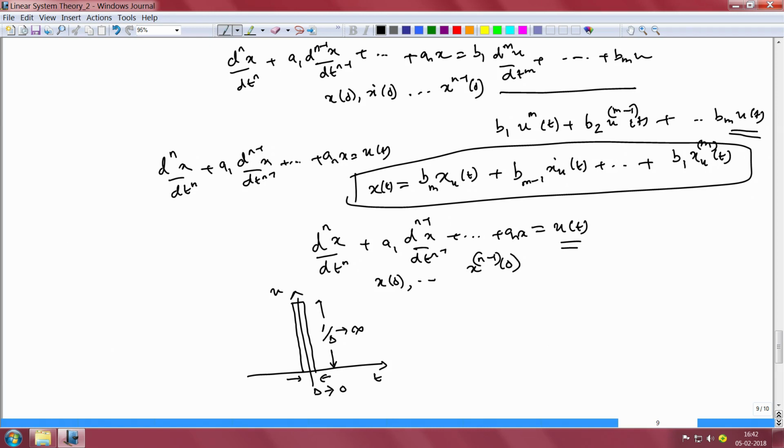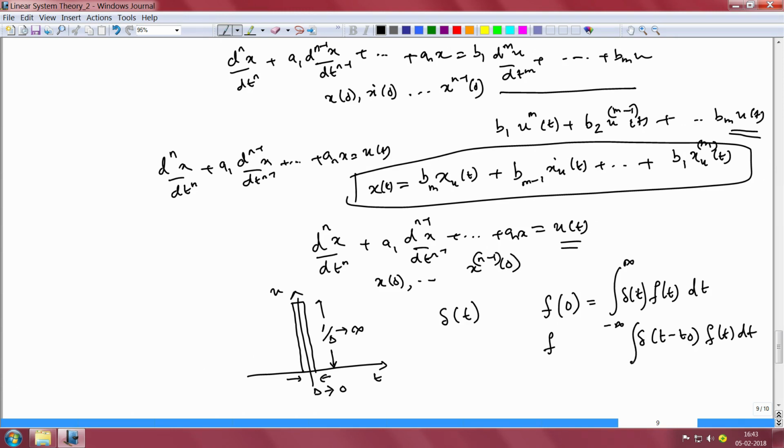A more general definition is a rather indirect one. So you call a function a delta function, which we represent by using the symbol delta of t, if it gives us the value of any other function f at time t equal to 0 when we perform this particular operation. When we weigh down f of t with delta of t and integrate that over time, then we should get f of 0. Or more generally, if we multiply f of t with delta of t minus t naught and integrate it over time from minus infinity to infinity, then that should give me f of t naught.